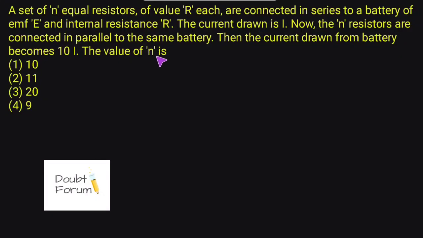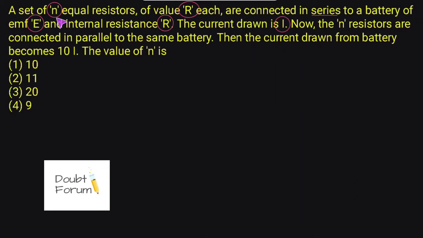This question is based on the series and parallel combination of resistors across a battery. So let's read out the question first. The question is: a set of n equal resistors of value capital R each are connected in series to a battery of EMF capital E and internal resistance capital R. The current drawn is I.